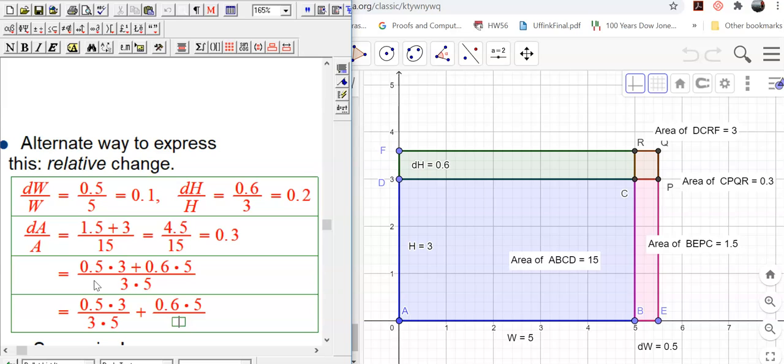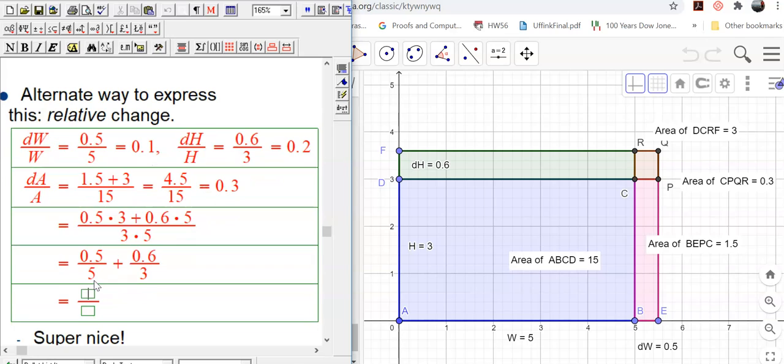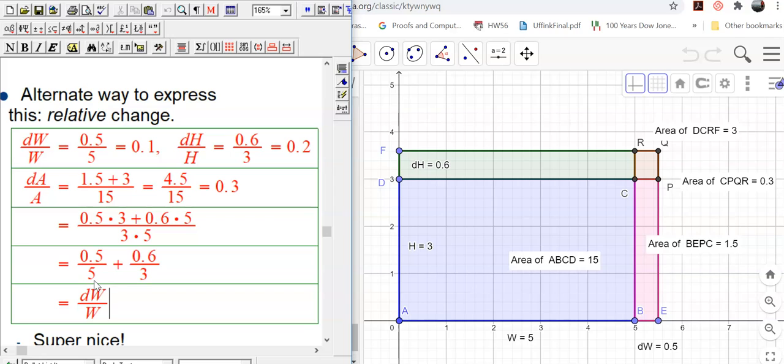People don't realize how useful this is because we focus so much on the complicated operation sometimes of combining over a common denominator. Very often, the key step is actually to separate something that already has a common denominator into two fractions. Guess what? In this one, they cancel. That is dW over W. Here, the 5's cancel. That is dH over H. So, what this says is the percentage change, or the relative change in a product, is exactly just the sum of the relative changes of the factors.